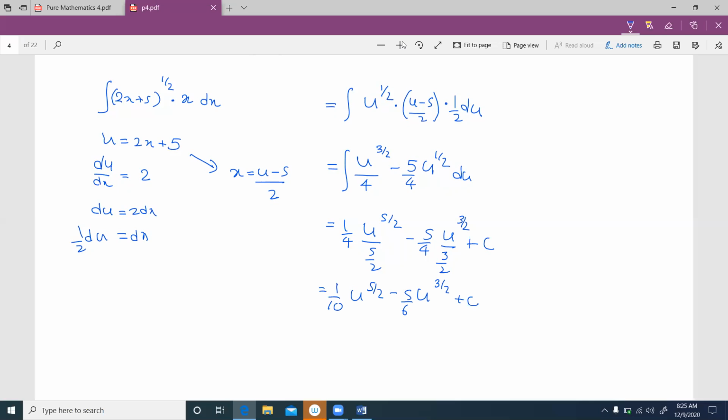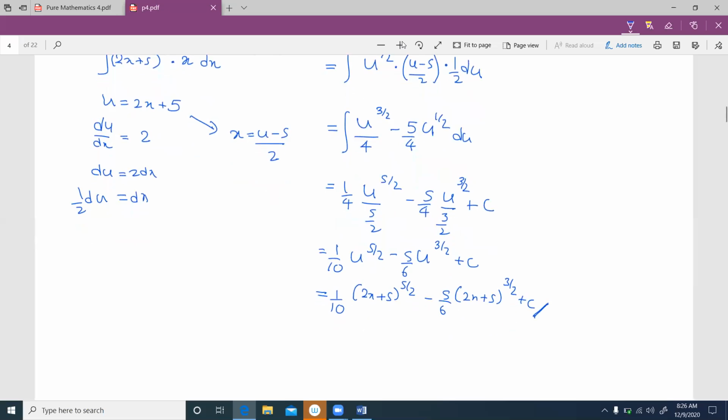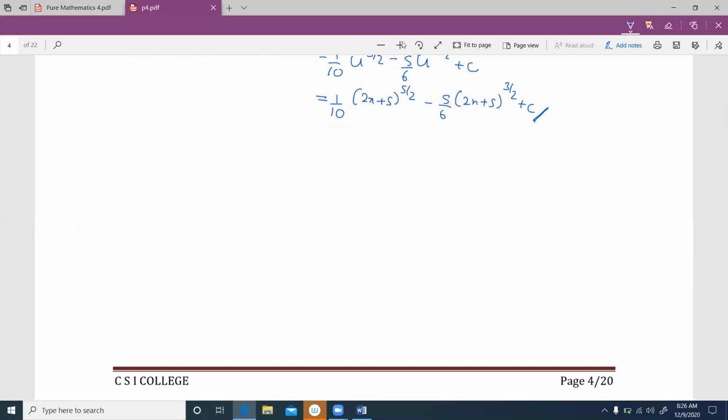Now, because our functional variable is x, you cannot just write the answer in u. So what you need to do now is replace u. It turns into 1 over 10 times 2x plus 5 to the power 5 over 2, minus 5 over 6 times 2x plus 5 to the power 3 over 2, plus c, is the final answer for this. That is the way of doing this kind of question. Like that, you can do this substitution.